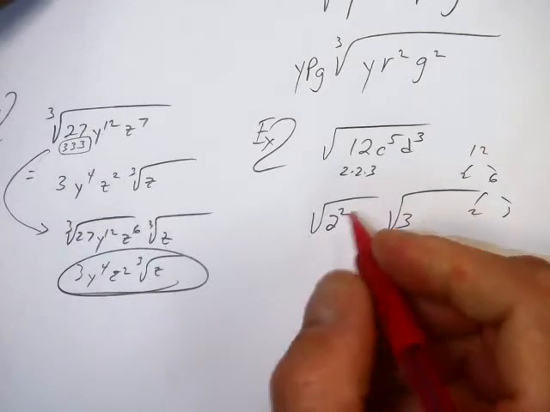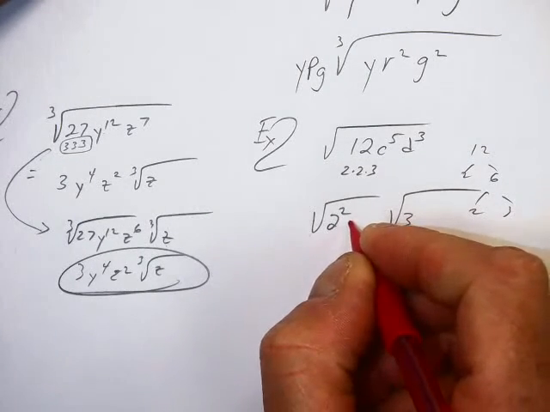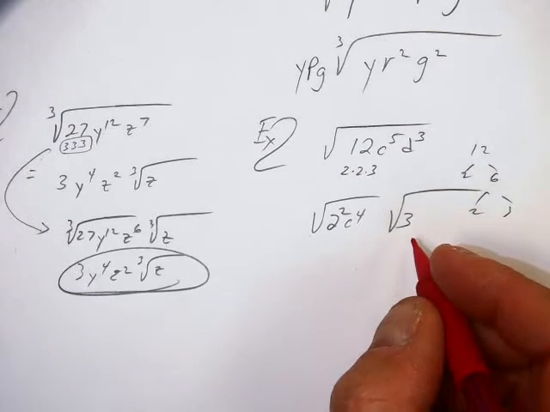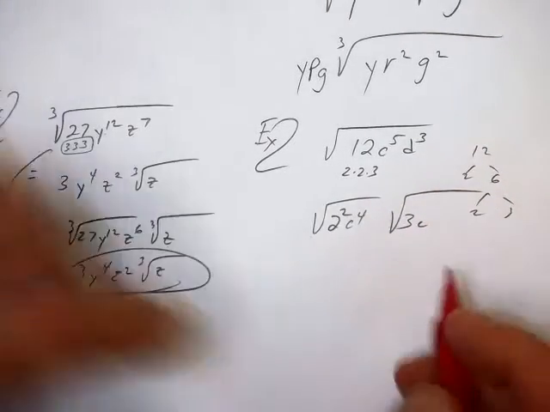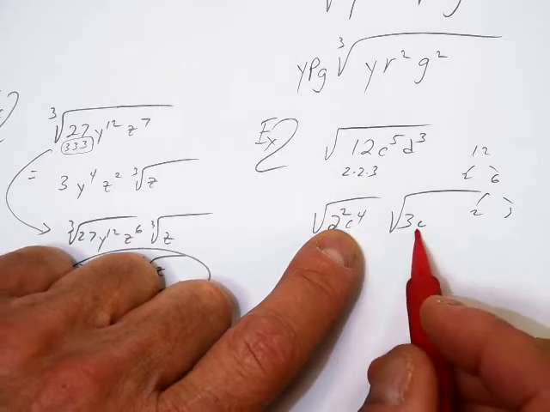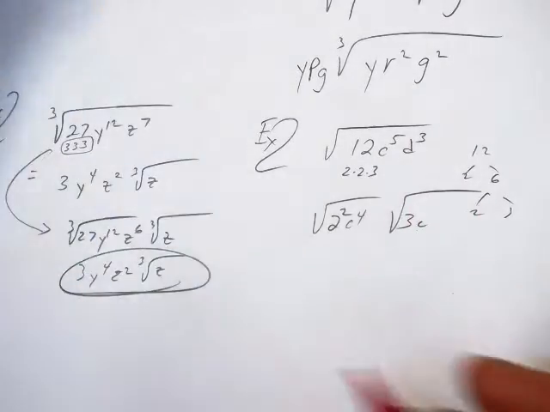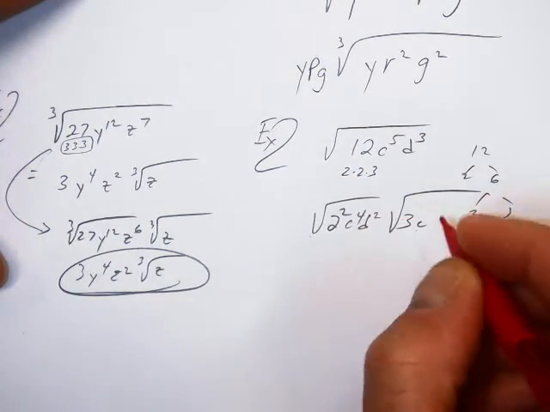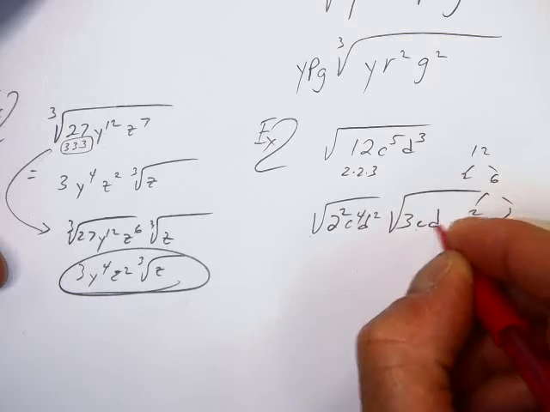Okay? Now let's move on to my C's. What's going to be able to get out? My C to the 4th. Good, good. Okay? And inside would be C, because 4 C's are going to get out because they're going out in pairs. Okay? And then I've got my C. What about my D? D squared is going to get out. And then inside I've got D.